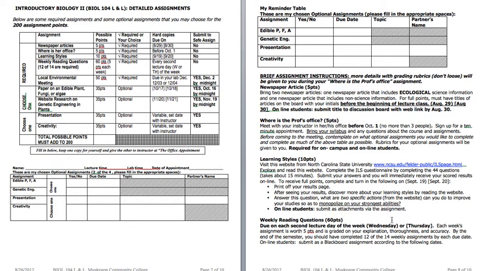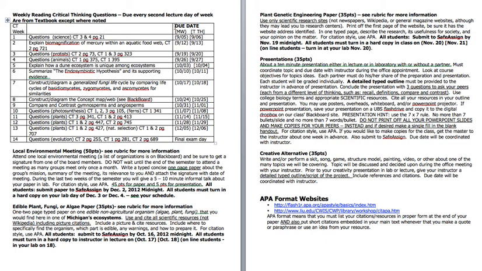Weekly reading questions are worth 60 points. They're due on the second lecture day of the week, so they'll be due Wednesday evening. And each assignment is going to be worth 5 points, of which of the 14, you must complete 12 of those assignments. You'll be submitting those to Blackboard according to the following dates. So here are the dates for those assignments. Just like on the schedule, you'll be looking at the second set of dates, the Tuesday, Thursday dates.